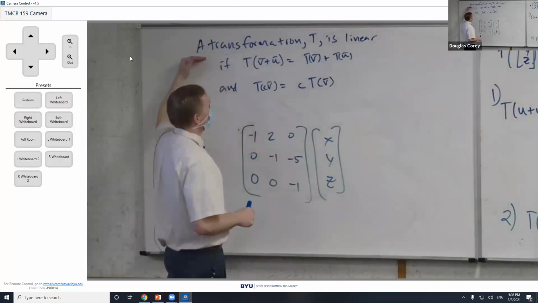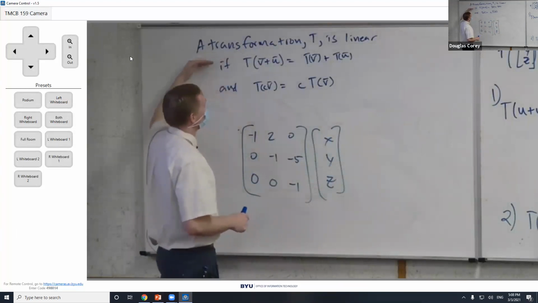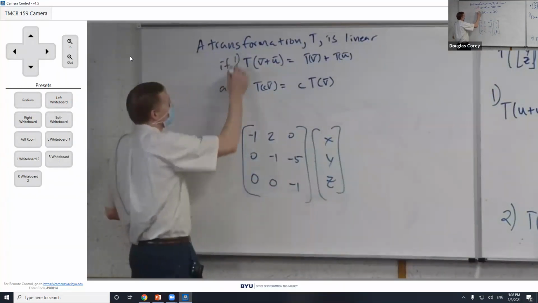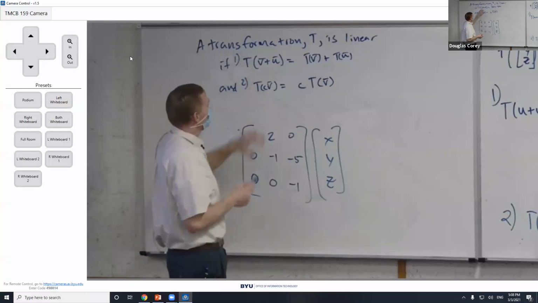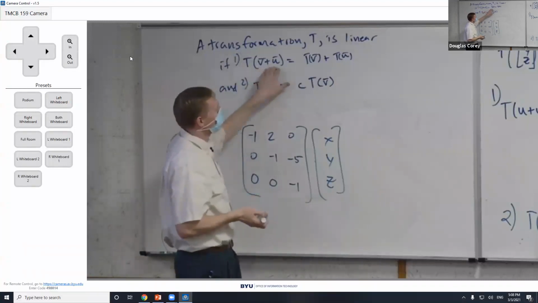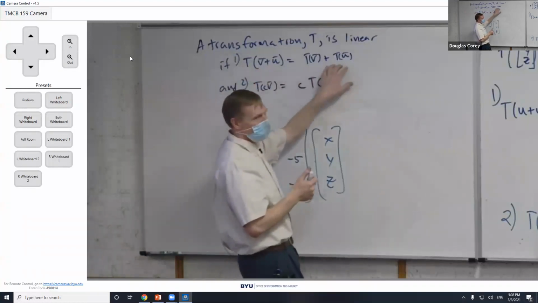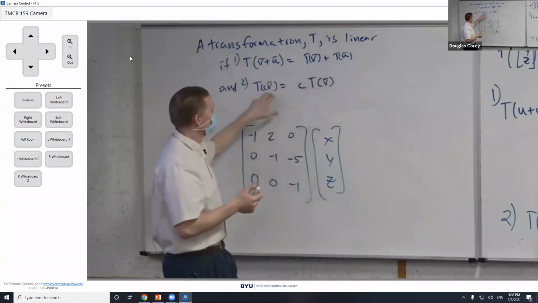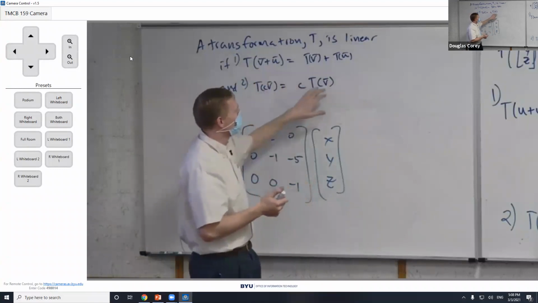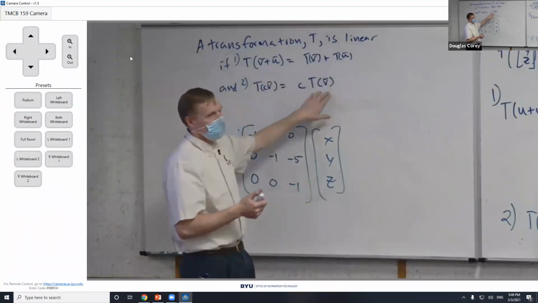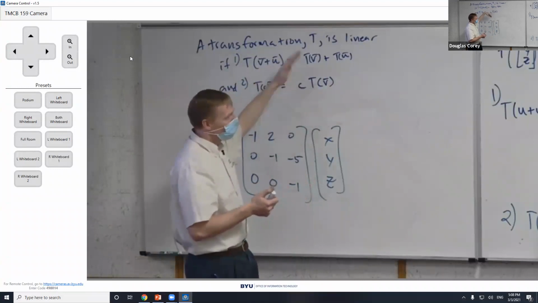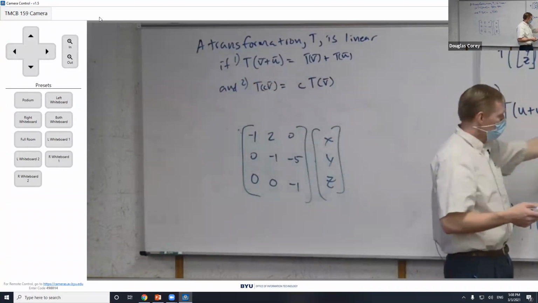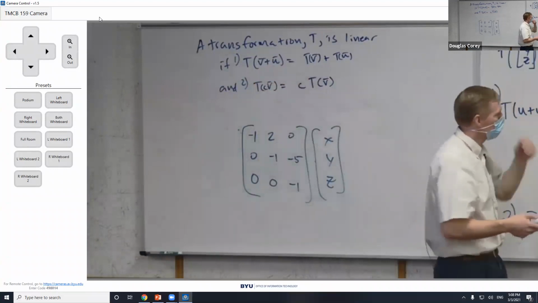So a transformation T is linear if it satisfies these two properties. So I should have 1, 2. If the transformation of the sum of the two vectors is the same as the sum of the transformation of those two vectors, and if the transformation of a scalar multiple of the vector is the same as the scalar multiple of the transformation of that vector. So to prove these, you have to pick arbitrary vectors. So I started off the first one here and the second one for you.